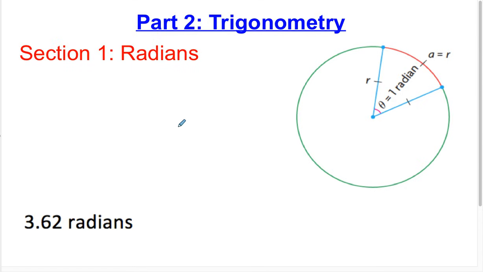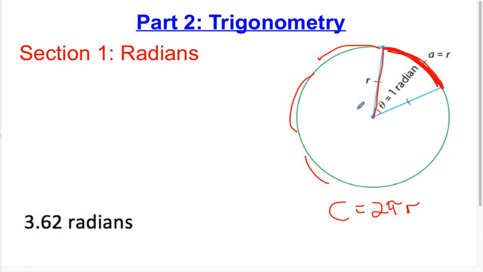One radian is a way of measuring an angle where the arc length, so this length here, is equal to the length of the radius. That is 1 radian, when the arc length equals the radius. So how many times does this radius fit around a circle? Well, hopefully you remember the circumference of a circle is equal to 2 pi times the radius. So that means the radius goes around a circle 2 pi times, which means in a circle, in 360 degrees, there are 2 pi radians. And we can use this property to switch between degrees and radians, and from radians to degrees.